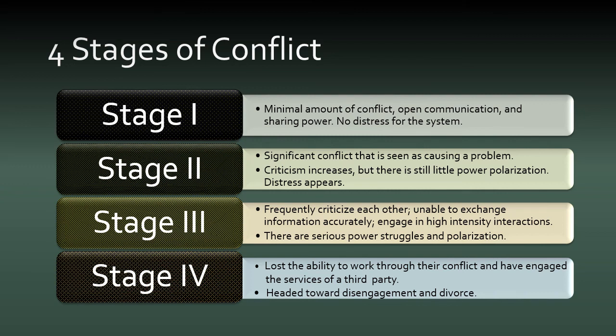In stage 3, there is frequent criticism of each other. The members are unable to exchange information accurately, and they engage in highly intense interactions, and there are serious power struggles and polarization. Stage 4 shows the loss of ability to work through their conflict, and they have engaged the services of a third party. In this stage, they appear headed toward disengagement and divorce.